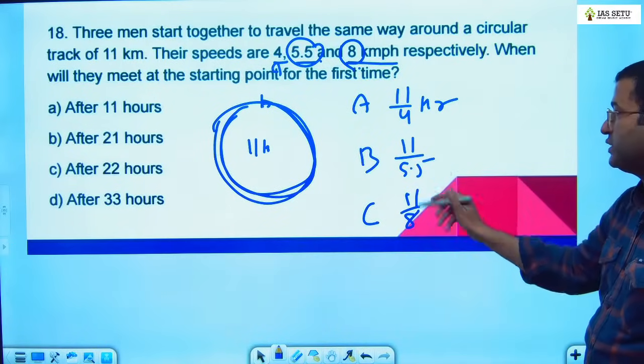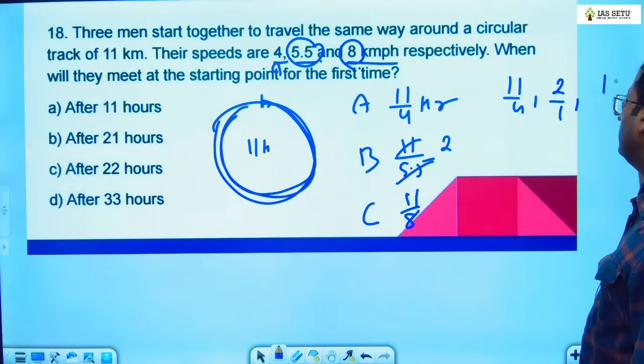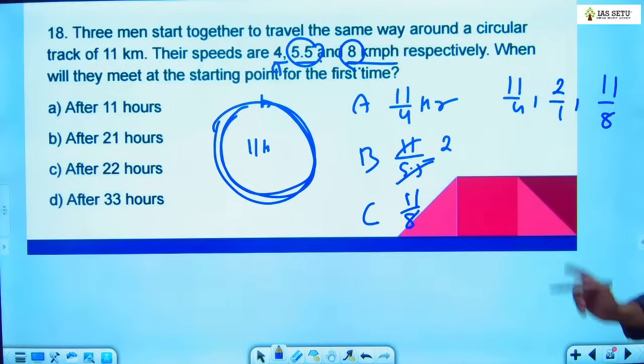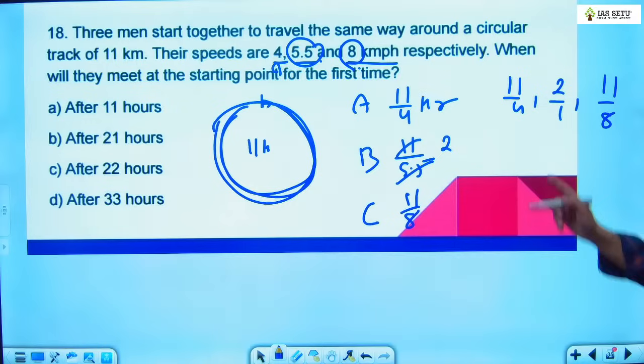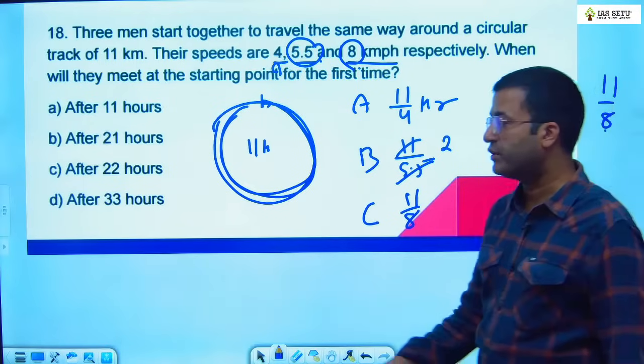So we have to find the LCM. This one came to 2. 11 by 4, 2 by 1, 11 by 8. What is the LCM of fractions? Simplify; we already simplified. What is the LCM of the numerators? 22. What is the HCF of the denominators 4, 1, 8? 1. So 22 by 1, after 22 hours.